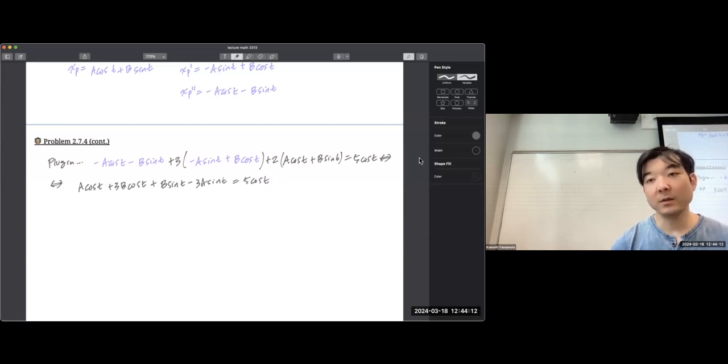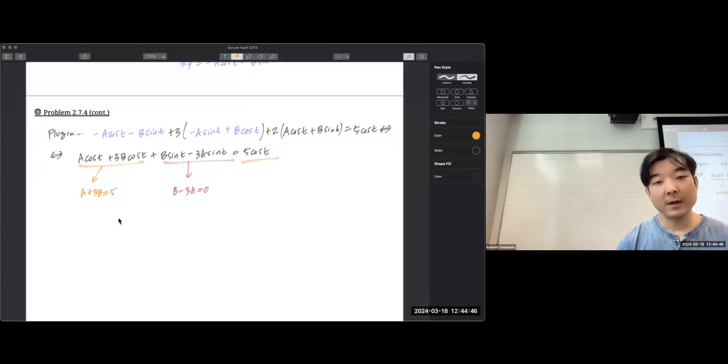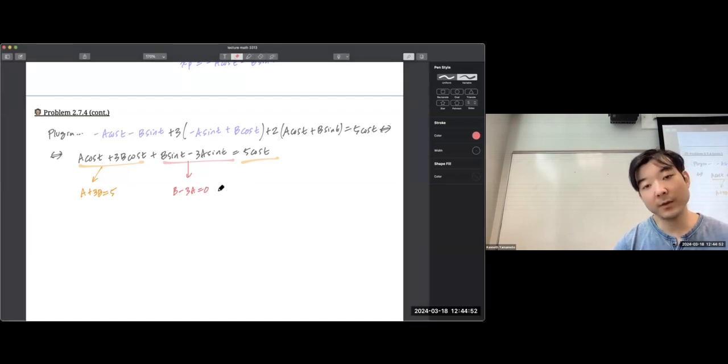And then you're just going to match things. So you need your cosine terms to all add up to this right here, and then you need your sine terms to all go away. So the conditions that we're going to have is that b minus 3a has to equal 0, and then a plus 3b has to equal 5. So this will give us that b has to equal 3a.